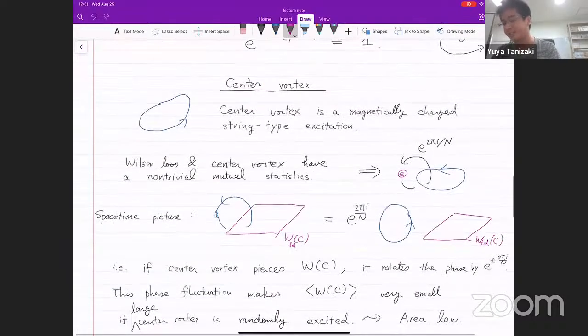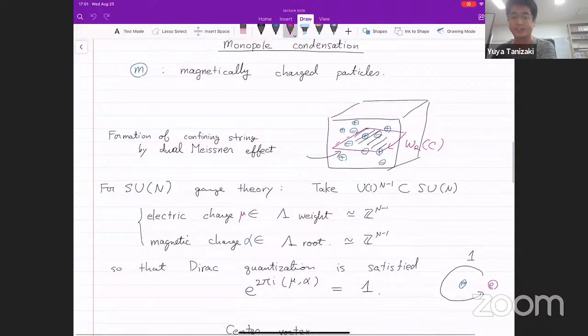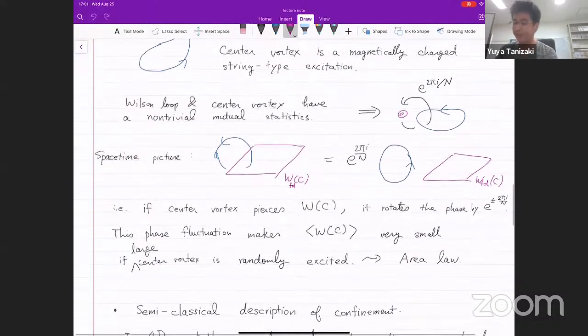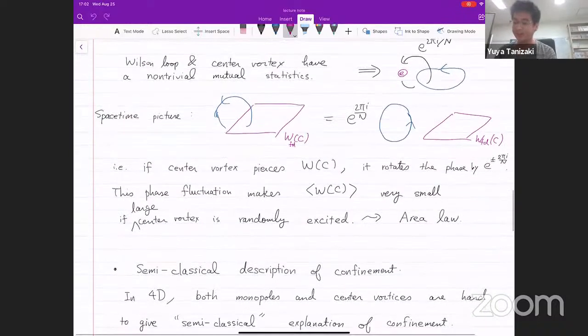There is a similar but very different scenario for confinement, and that is the center vortex confinement scenario. The center vortex is a magnetically charged string-type excitation. So here monopoles are particle-like excitations, but the center vortex is a string-type excitation. The defining property of the center vortex is that if we have a center vortex and also a test electric particle, and we move this electric particle around this string excitation, then there should be a non-trivial mutual statistics e^(2πi/N), which is the minimal center element of the SU(N) group. This is a space-like picture, and it is the defining property of the center vortex.